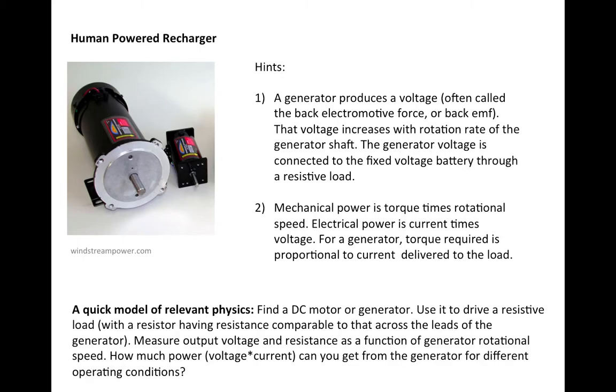So here's a quick model of the relevant physics. Find a DC motor or a generator and use it to drive a resistive load by turning the shaft of the generator. Measure the output voltage and resistance as a function of the generator's rotational speed. How much power can you get from the generator for different operating conditions?